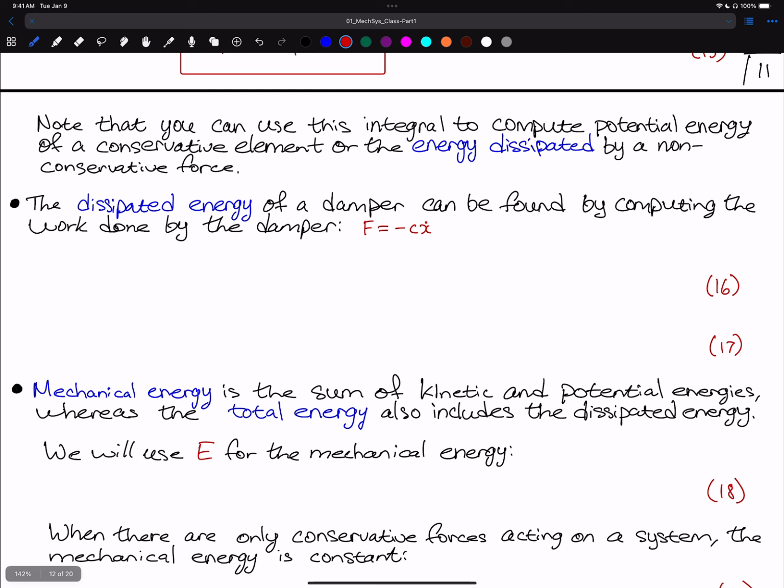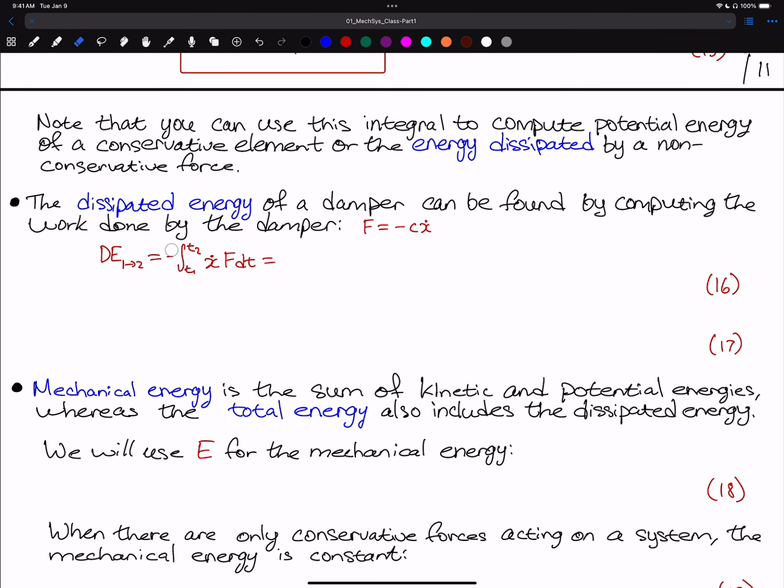So then we can write that the dissipated energy, we'll call this dE, from 1 to 2, is equal to the integral from t1 to t2 of x dot times f dt. We're going to plug in for our force. In fact, at this point, we should leave that negative sign out. That's my mistake, because it's stored in the f.